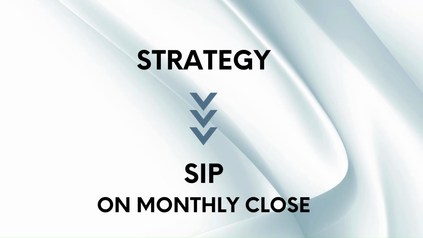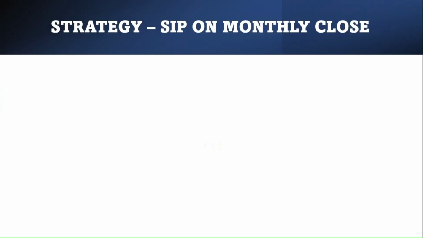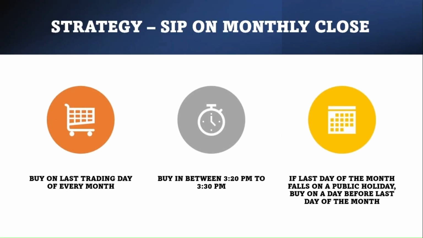Alright, let's begin with the SIP approach first. As we know, every strategy has some rules that we need to follow. So let's see the rules that I have used to perform the analysis. We will be buying on the last trading day of every month, between 3:20 to 3:30 pm. If the last day of the month falls on a public holiday, we will buy on the day before the last day of the month. The idea here is to buy at a price as close as possible to the closing price on the last day of every month.